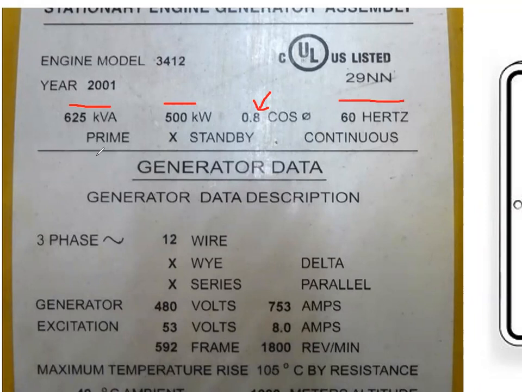Now, this one is a little bit unique because we do have 3 different conditions for the generator. It could be for prime power. In other words, this could be the primary power of our facility. We operate this generator pretty much 24 hours a day, 365 days a year, and maybe use another power source for our emergency power, which could be the utility. Who knows? I've run into quite a few installations where the generator is prime power. In this case, though, they put the X by standby.